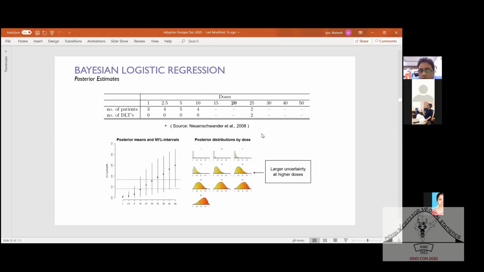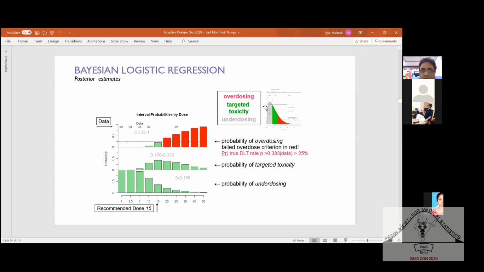Now you want to figure out what you should do. What should be the next dose level? Should you keep it at 25? Should you increase it to 30? Should you decrease it to 20 or 15? And that's where we come up with graphs like this.